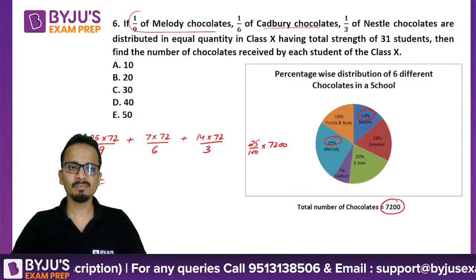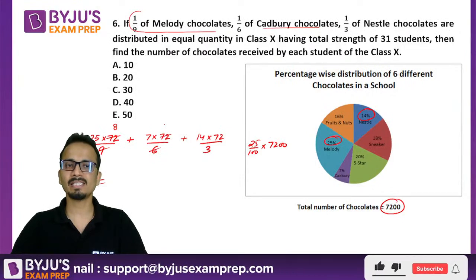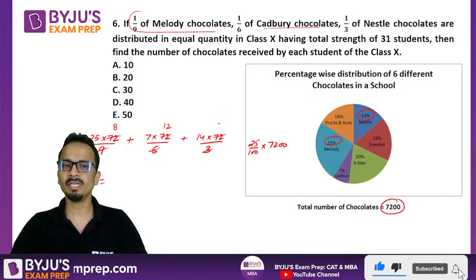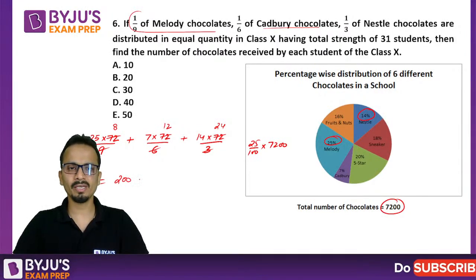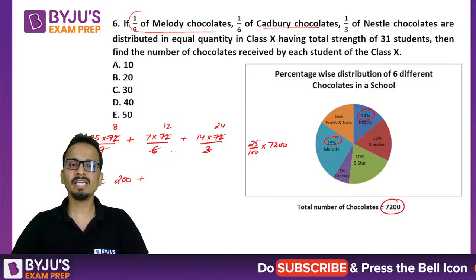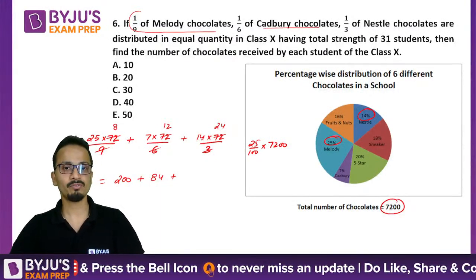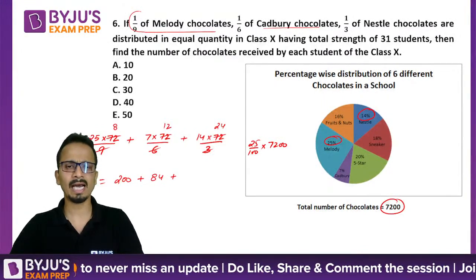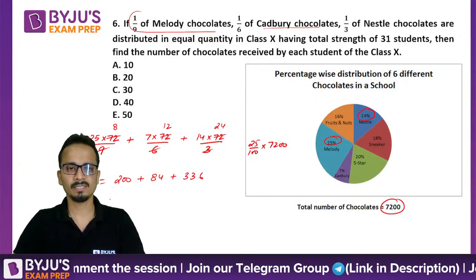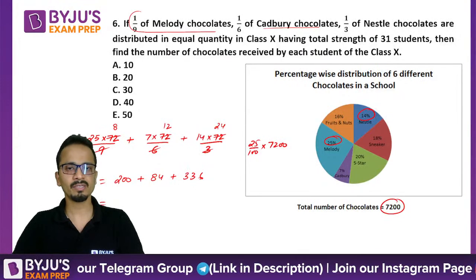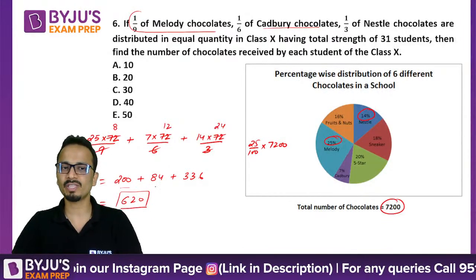Now the calculations are easy. Cancellation will happen for 9 and 72. So it will be 8, 6 and 72, 12. And here it will be 24. So 25 into 8 is 200, plus 7 into 12 is 84, plus 14 into 24, which is 240 and 96, so 336. Adding all these values, 200, 84, 336, gives 620. So 620 is the sum of these three numbers.